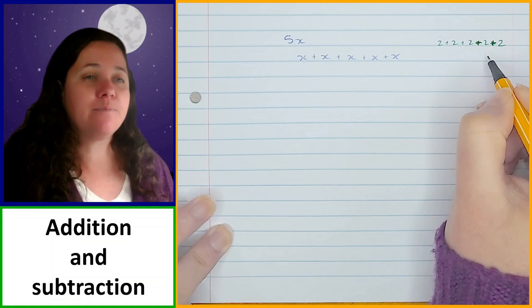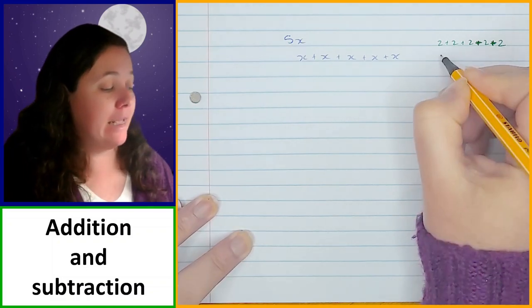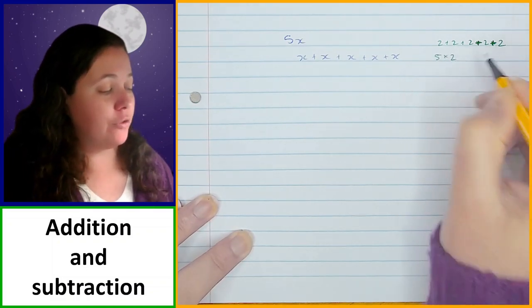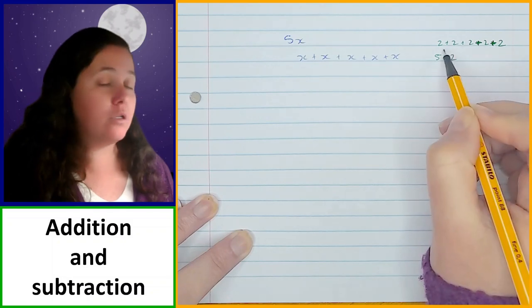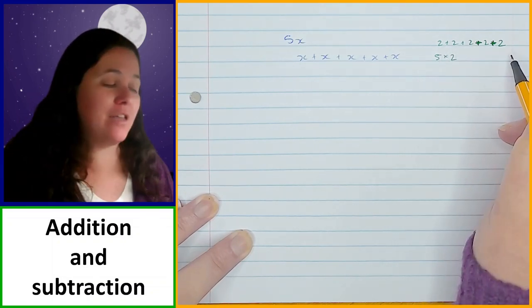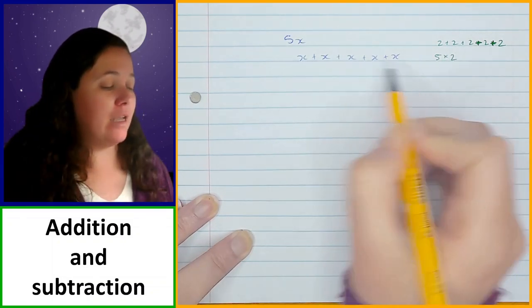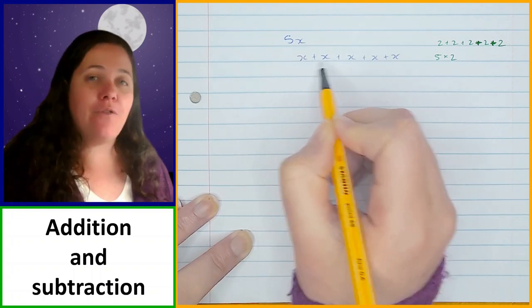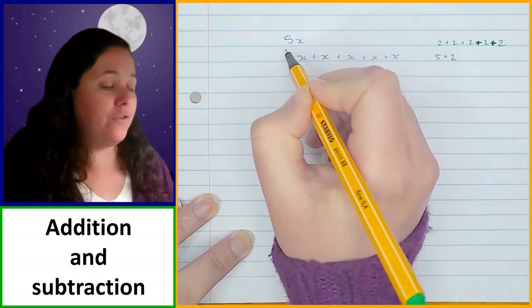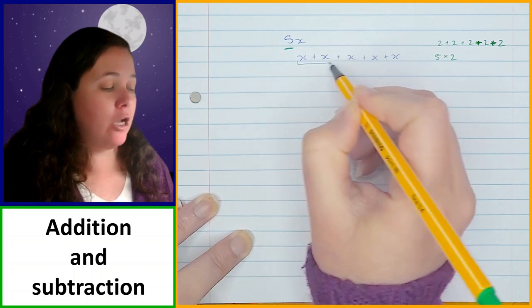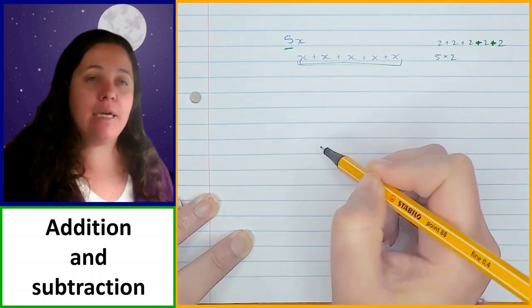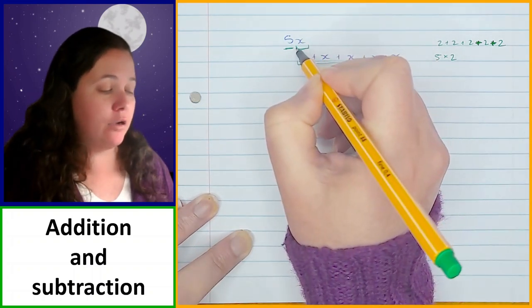2 plus 2 plus 2 plus 2 plus 2, okay? This could also be written as 5 times 2. There are 5 2's altogether, okay? So it's the same thing over here. This is 5 times x because there are 5 x's altogether. So the 5 tells me how many of these there are, or how many of these there are.